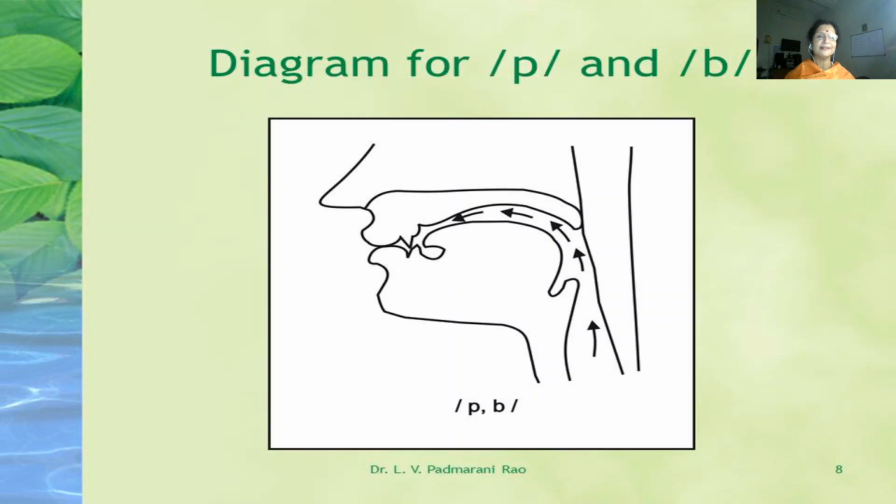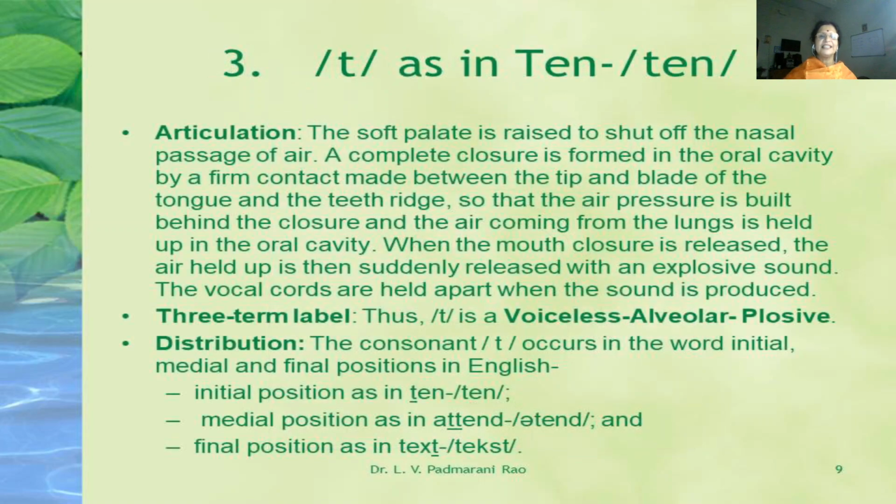Did you notice? So the air is held up here and compressed for some time till the lower lip gets separated from the upper lip, so that the air coming of the lungs held up within the oral cavity comes out with an explosive sound, thereby producing p and b. P is voiceless, vocal cords do not vibrate, and b is voiced because the vocal cords vibrate. Understood? Very good. Let's go down to the next set, t and d.